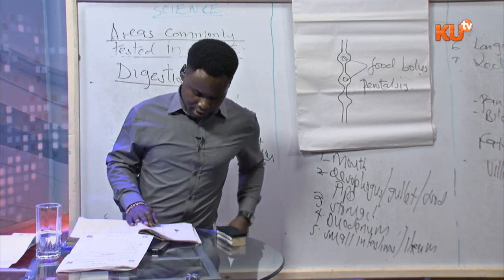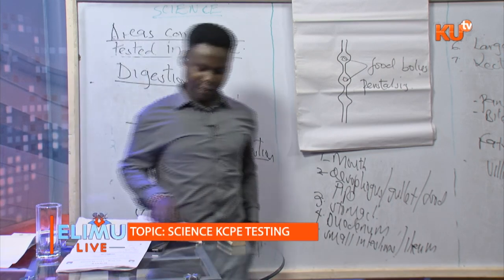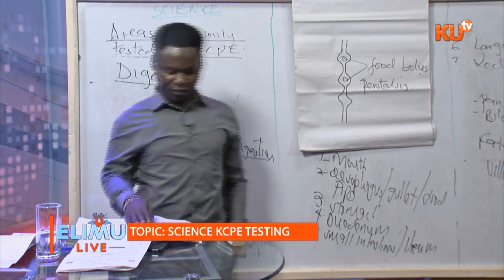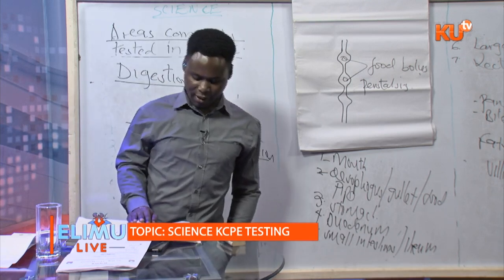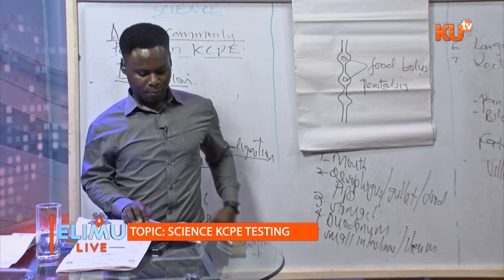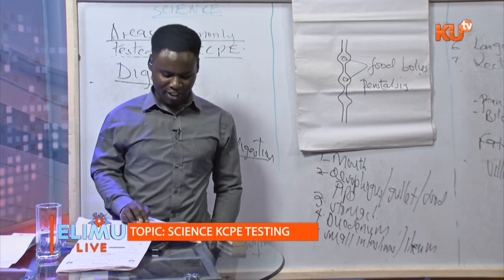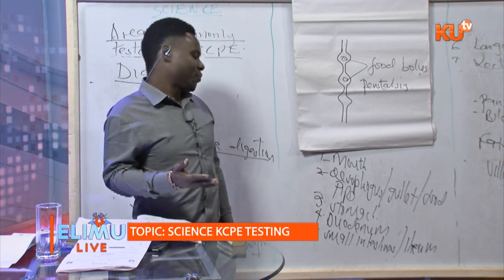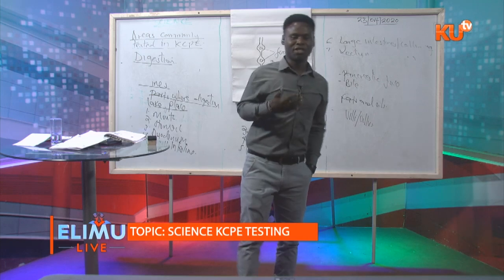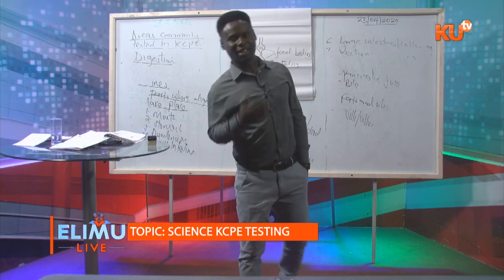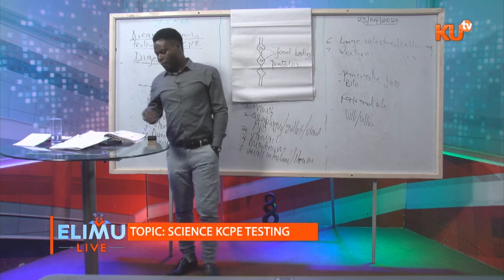2017, that was number 45. There was a drawing of parts of the digestive system, the structures there, and the question was asking about the juice produced in the mouth. The juice produced in the mouth is used to digest what? So we have seen in the mouth we have saliva, a digestive juice, which is used to digest carbohydrates or starch.